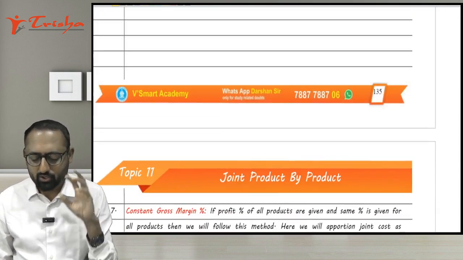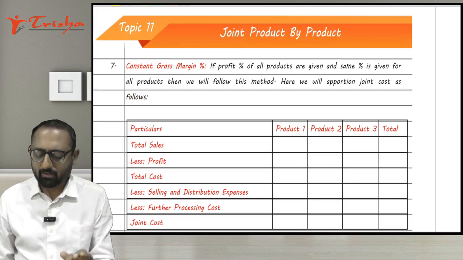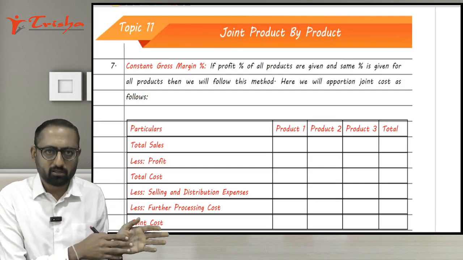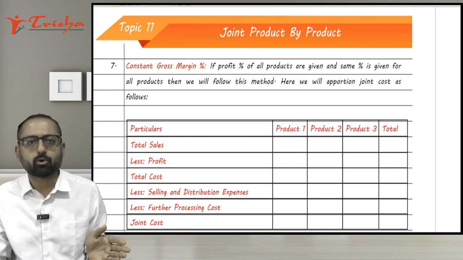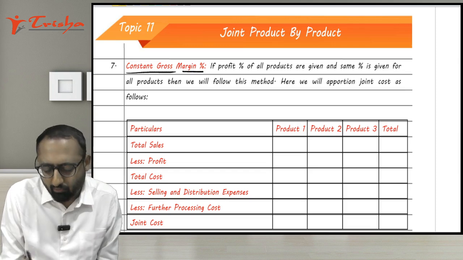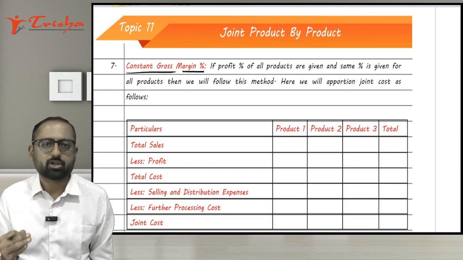Now next, we have completed the 6th method. The 7th method is really similar to the reverse cost method, but here the profit percentage of all the products is the same. So in the constant gross margin method, what is the difference between the reverse cost method and the constant gross margin method?